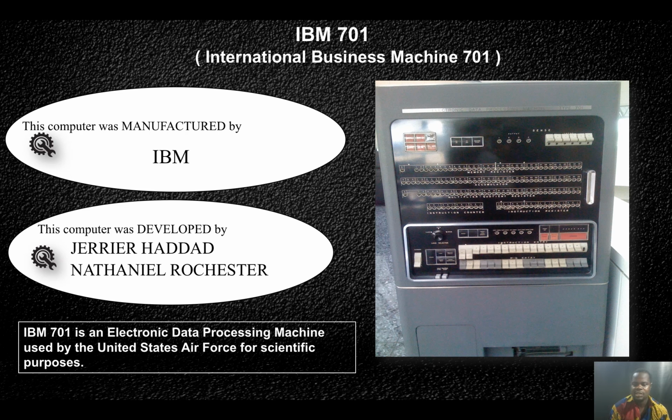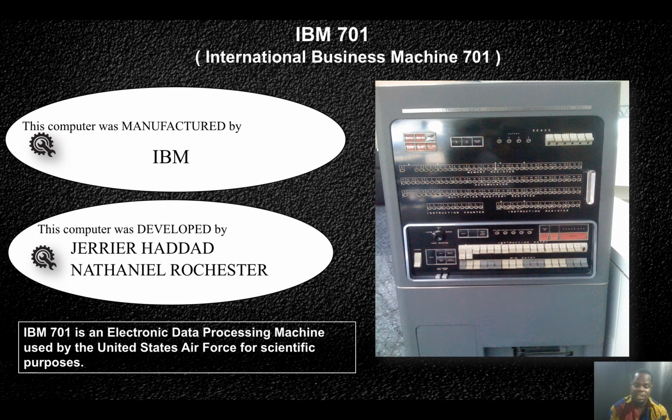Who manufactured this nice first generation computer here? The manufacturers were IBM, but who developed it? Who brought the idea? We have Jeria Haddad and then Nathaniel Rochester. There were these two people who developed and brought out the idea before IBM was able to manufacture these machines for them. But I know one thing that we can keep in our mind: IBM's 701 is an electronic data processing machine.